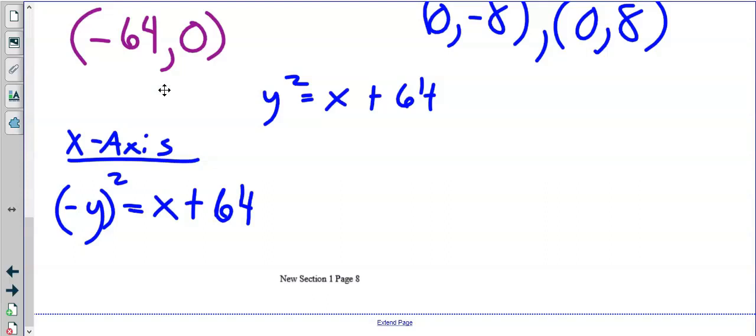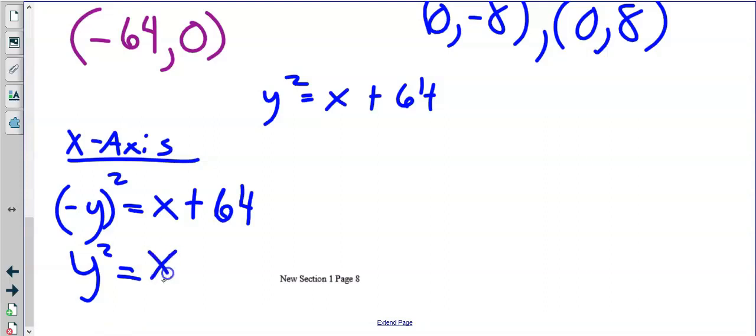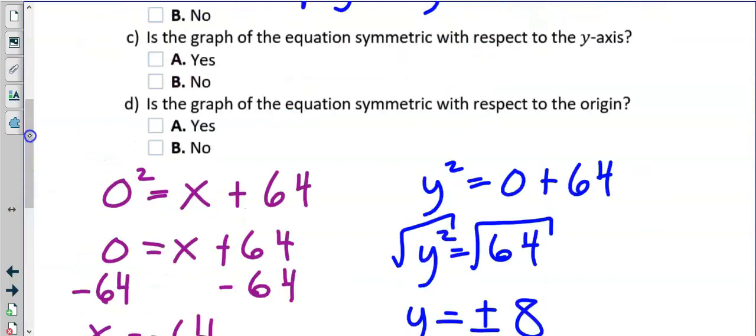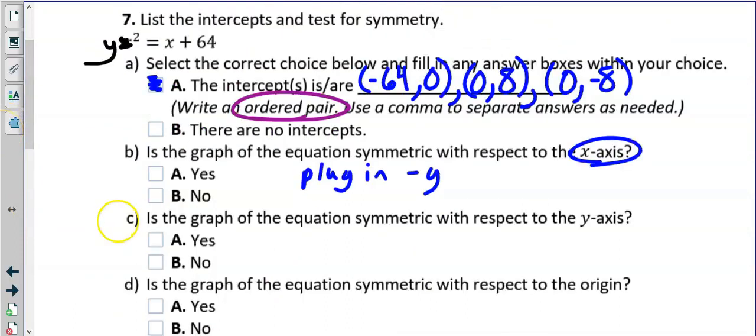All right, so we do as much simplification as we can. Can I take this negative y and square it? Yes. What is negative y times negative y? Y squared, equal to x plus 64. Does this match that? Yes. So what's that tell us? Symmetrical on the x-axis. All right, so we can come up here and answer for part B, yes, because it was the same equation.